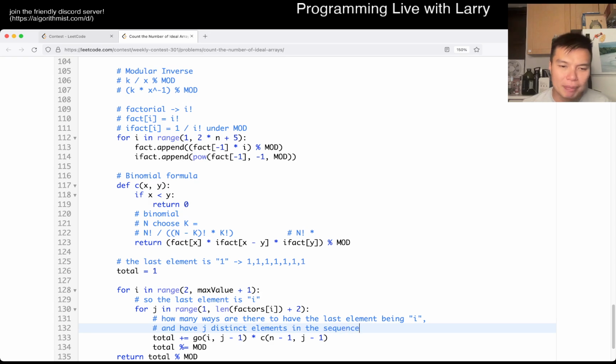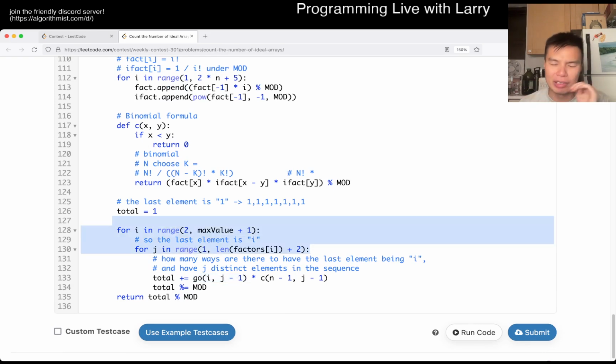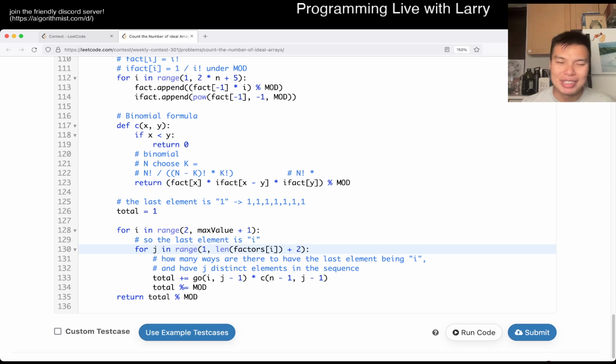And this we already talked about, which is that here we brute force every possibility. For every number up to max value, we go, okay, so let's say the last number is I, how many ways are there to have j minus 1 distinct elements? That's basically all this is saying. And then we times it by the number of ways to kind of separate them in that way. And that's pretty much it. This is basically the entire problem.